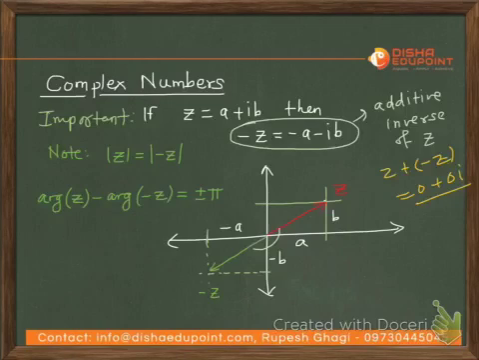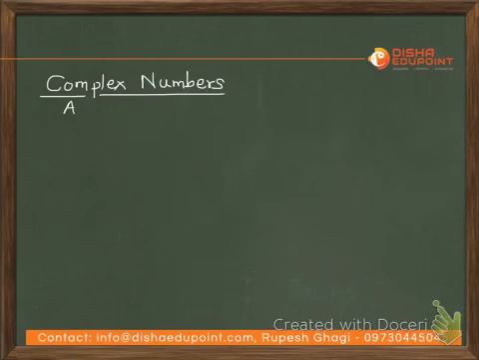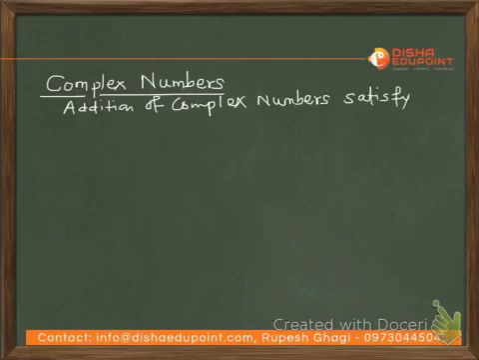Okay, so this is one of the properties of addition, that is the existence of the additive inverse. Let's try to study all the properties of this addition. Addition of complex numbers satisfies the following properties. Let's try to understand these properties.